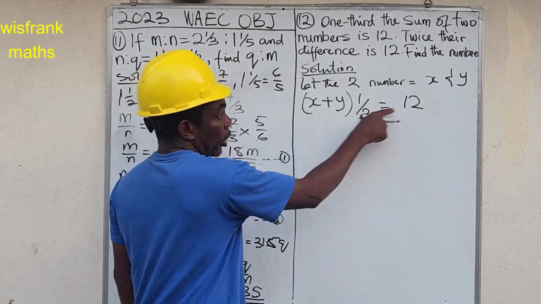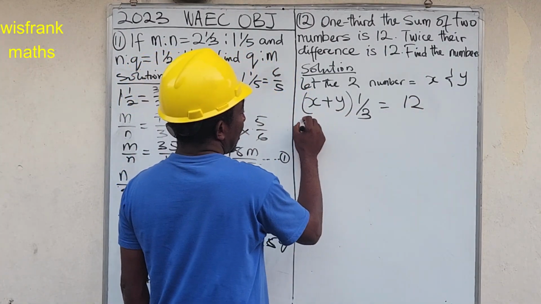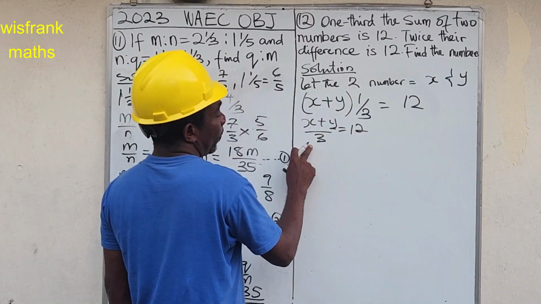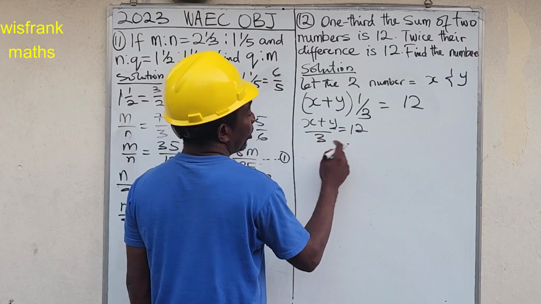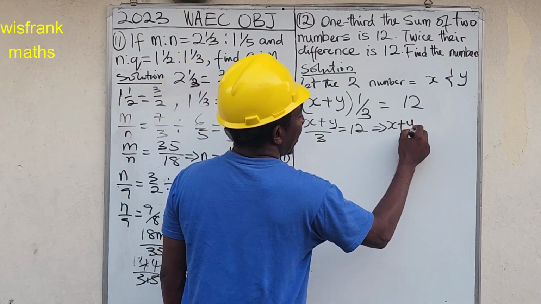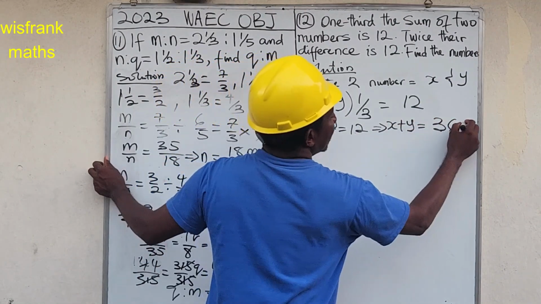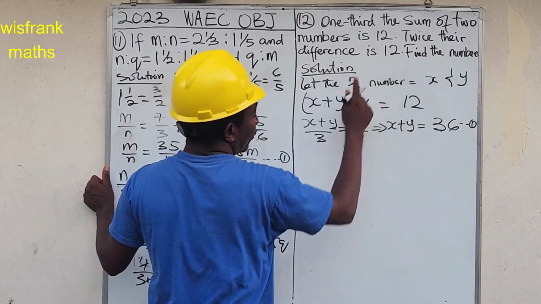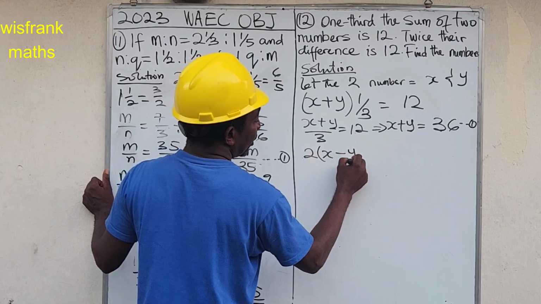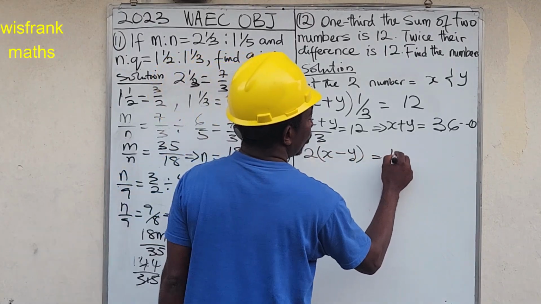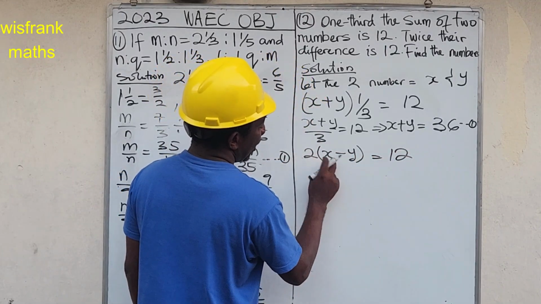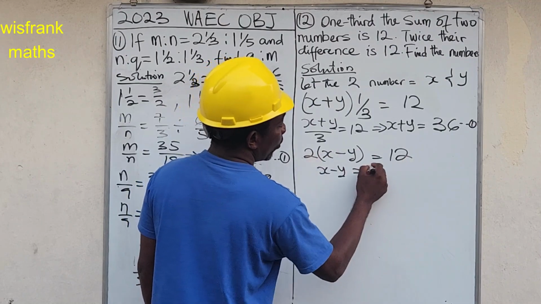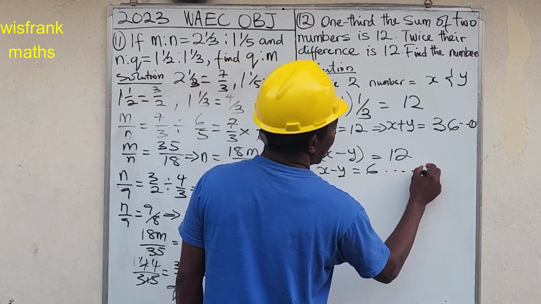One third of the sum equals 12. Therefore, this is the same thing as (x plus y)/3 equals 12. Now we can cross multiply. When we cross multiply, we have x plus y equals 36. This is equation 1. The second one says twice their difference is 12. 2 times (x minus y), their difference, equals 12. Therefore, here will be x minus y equals, this divided by this, equals 6. So this is our equation 2.